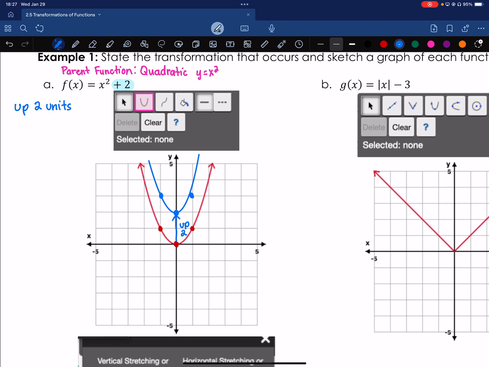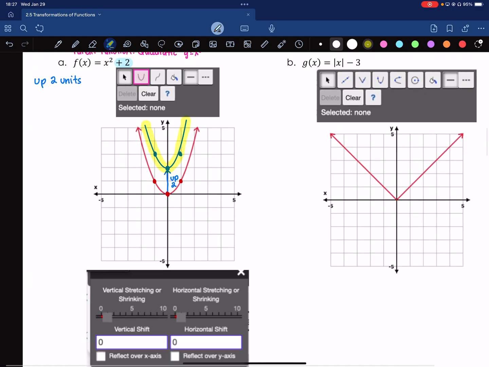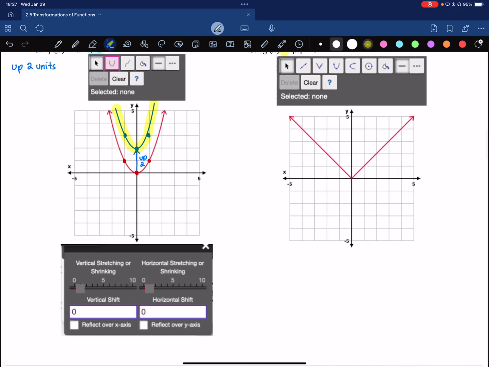And so this would be the only graph right here that you have as your answer. The other one won't be there. Okay, but I'm just showing you the parent function. So the red is where you'll start, and then what I have highlighted is how you're moving it if you needed to.